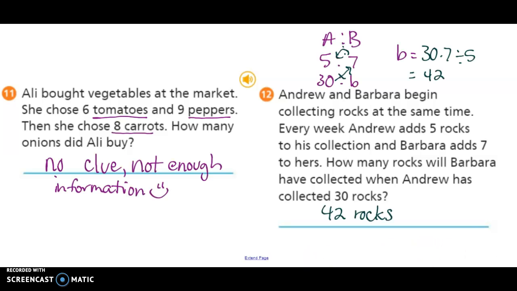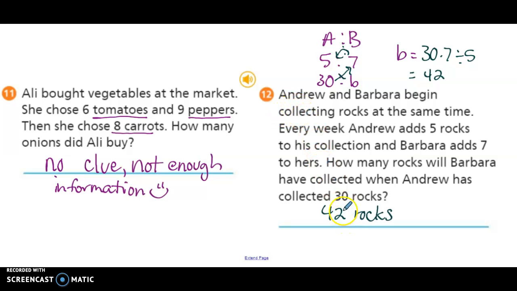Okay, I tricked you there a little bit. Allie bought vegetables at the market. She chose 6 tomatoes and 9 peppers. Then she chose 8 carrots. How many onions did Allie buy? And no clue. There's not enough information for us to determine how many onions Allie bought at the grocery store. So hopefully you caught on to that one sooner than later.